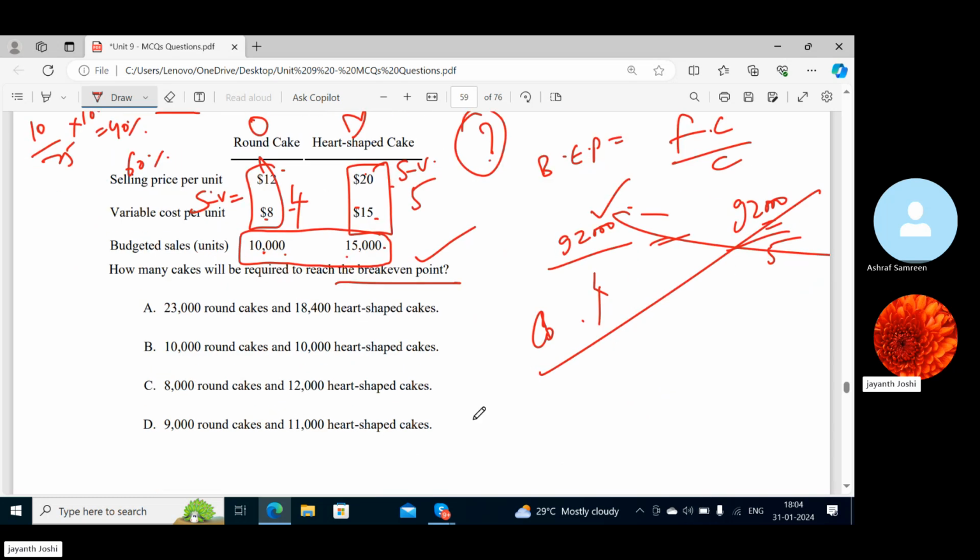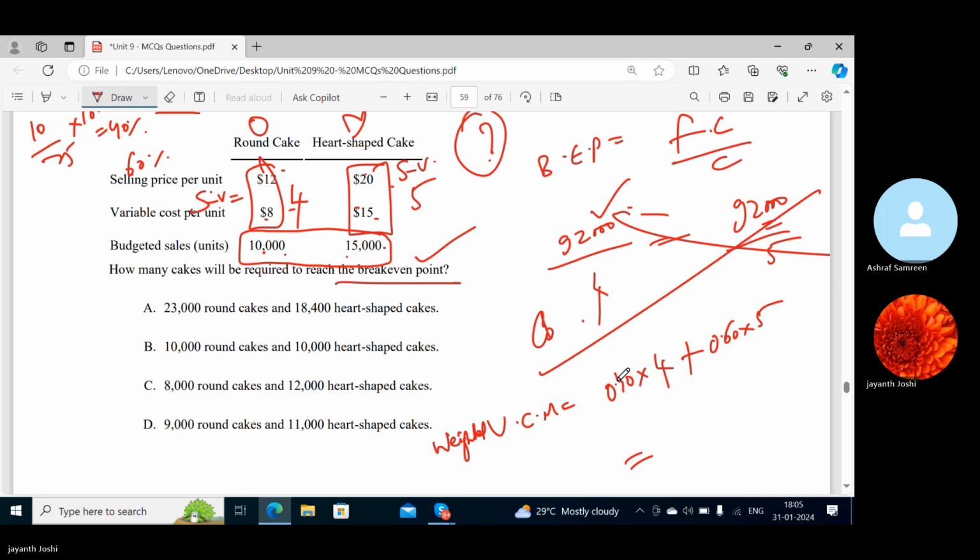First, we'll find out the unit contribution margin. So it is very simple. Weighted unit contribution margin. What is that? Very simple. We will take the proportion of each and every one. The proportion of round cake is 40% into its contribution plus the contribution here is 5 and the proportion is 60. Correct? Yes. What is the answer?